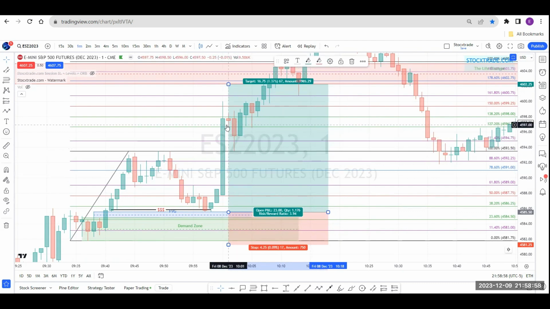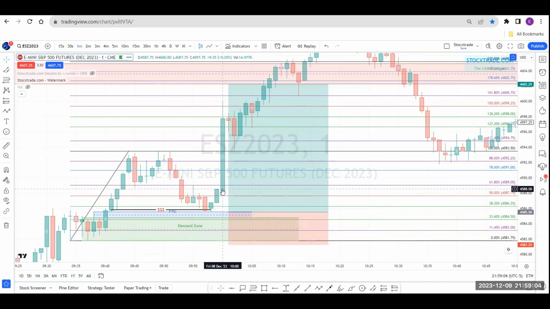Even this candle will give you maybe $1,000. How much is this candle? Opening is 4587 and high is 4600. That is 13 points, $650, in 1 minute.